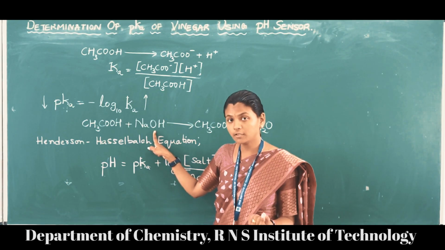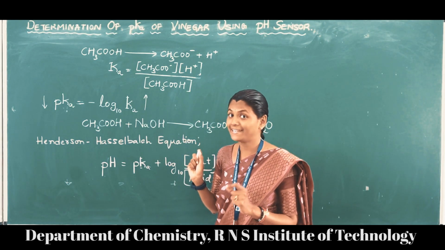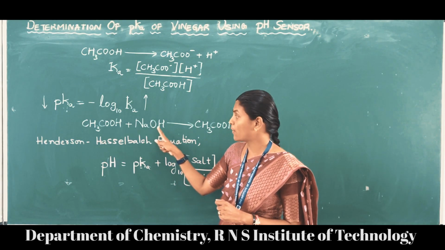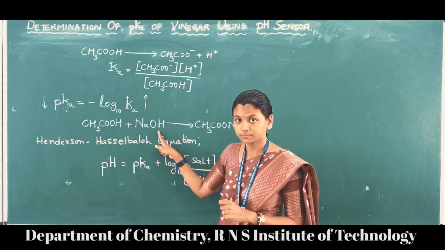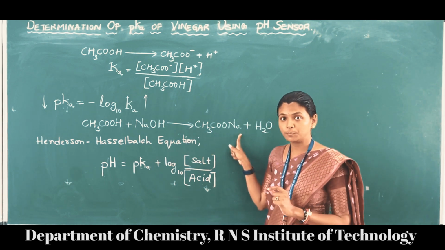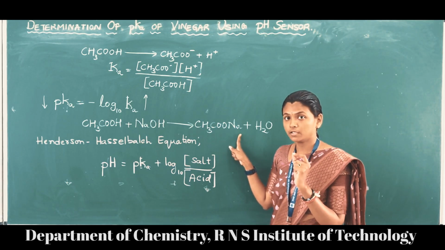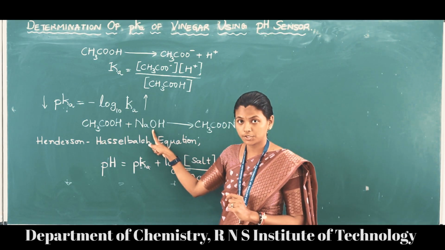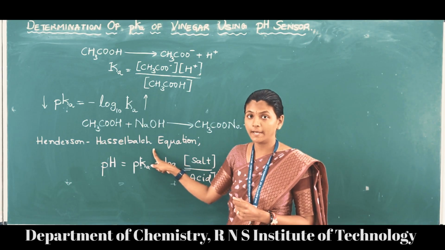Even after reaching the equivalence point, one has to record 5 to 6 more readings, and there also the pH of the solution will increase because there exists a strong base, which is NaOH. So this is the reaction that happens throughout the titration. One will have to record the pH value upon every addition of NaOH, and later we will make use of the Henderson-Hasselbalch equation.